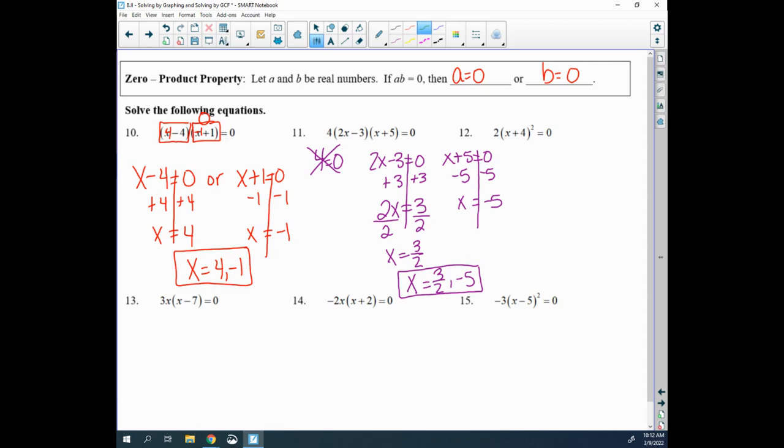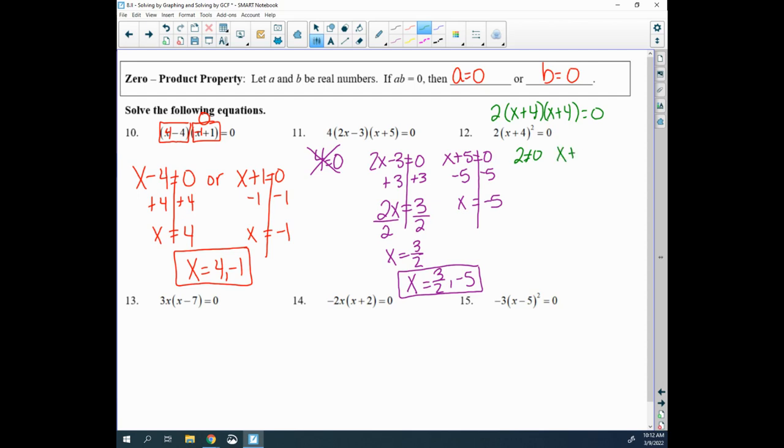All right, now look at number 12, kind of the same concept. The only things being multiplied here are the 2, and if you think about it, this x plus 4 squared, remember that means it's like writing it twice, right? It's being multiplied by itself. So there are really 3 things being multiplied together, but we know the 2 isn't 0, right? So he's kind of irrelevant.